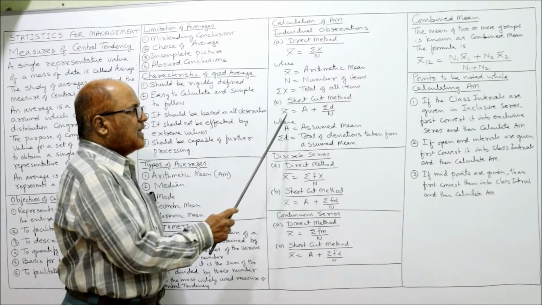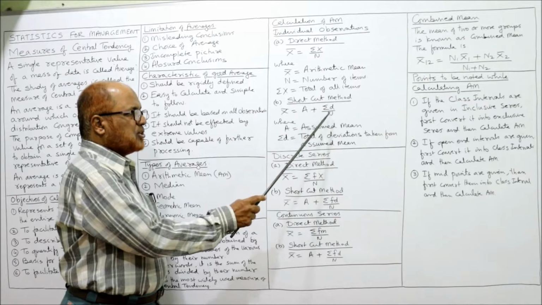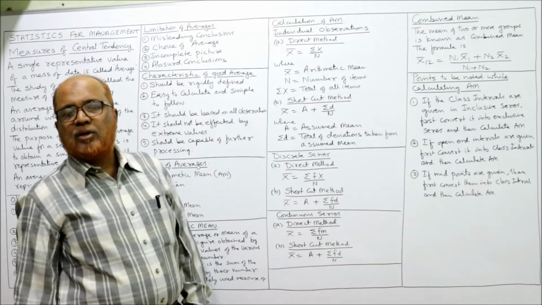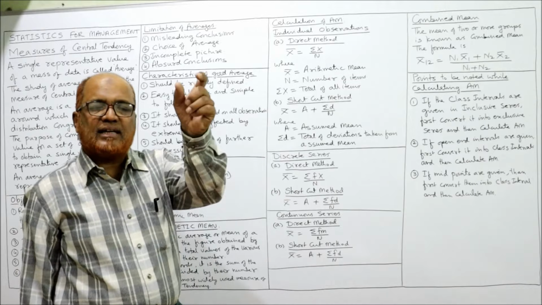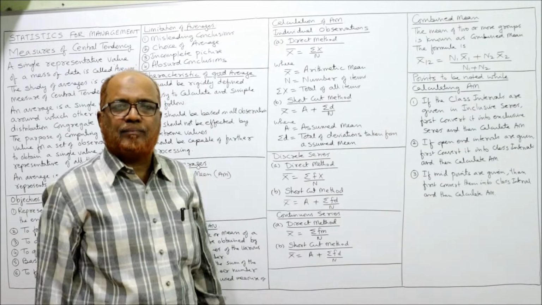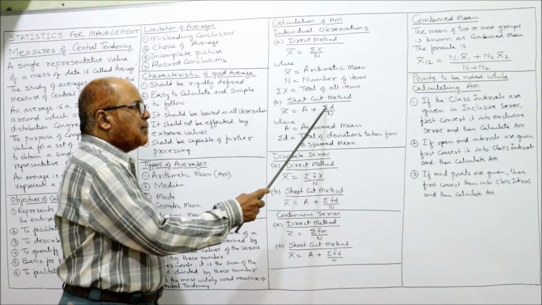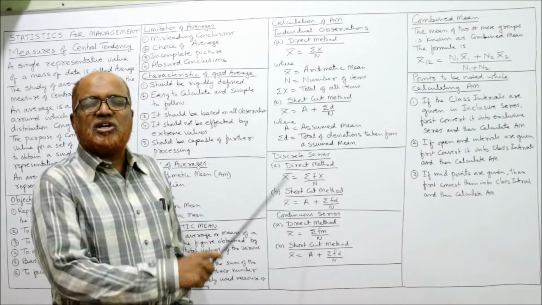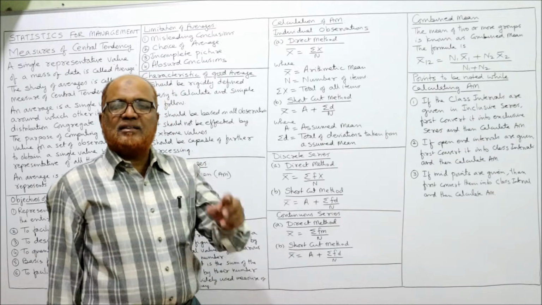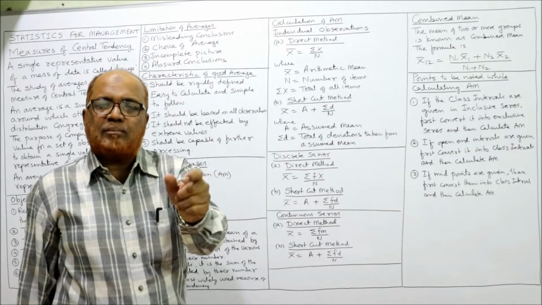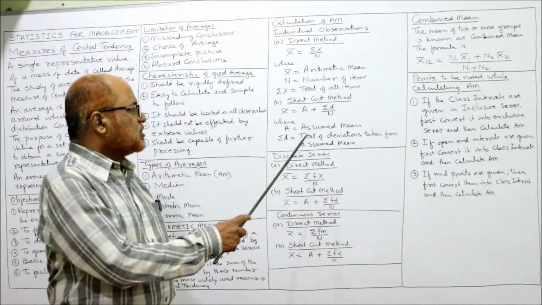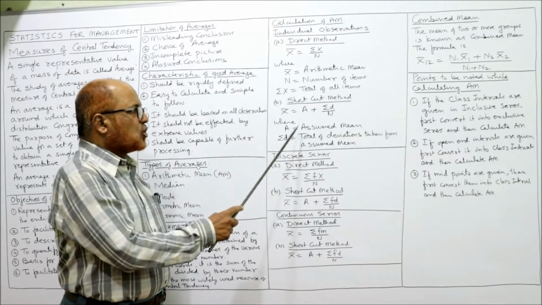Now shortcut method, X bar is equal to A plus summation D by N. A stands for assumed mean. So before calculating, first we will take the assumption. Any one of the values we treat as assumed mean. So take the assumed mean plus summation d by n. Summation d is the total of deviations. We take the deviations of all the items from assumed mean and take the total. That is summation d. This is shortcut method.